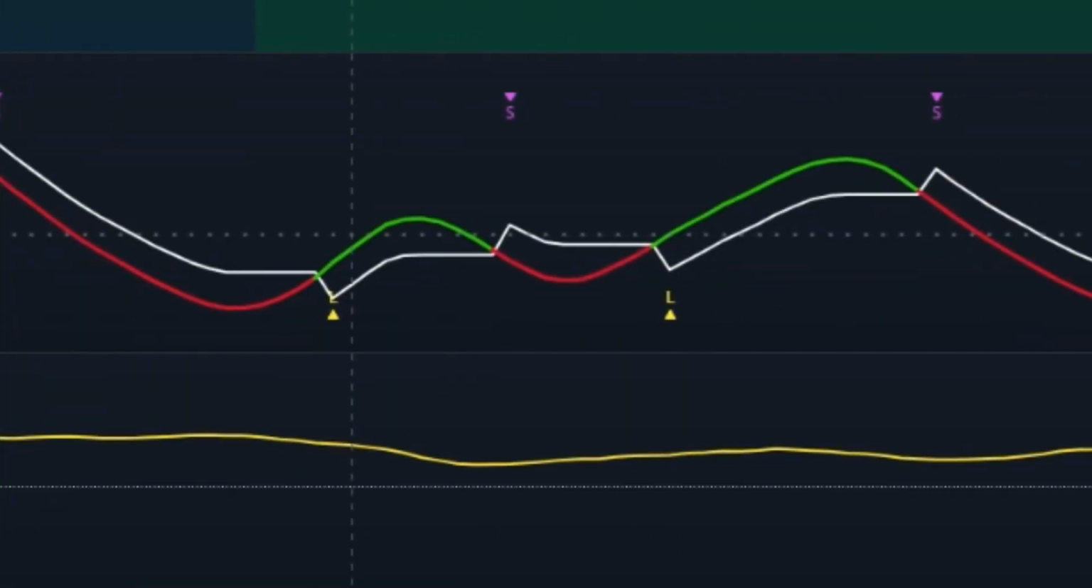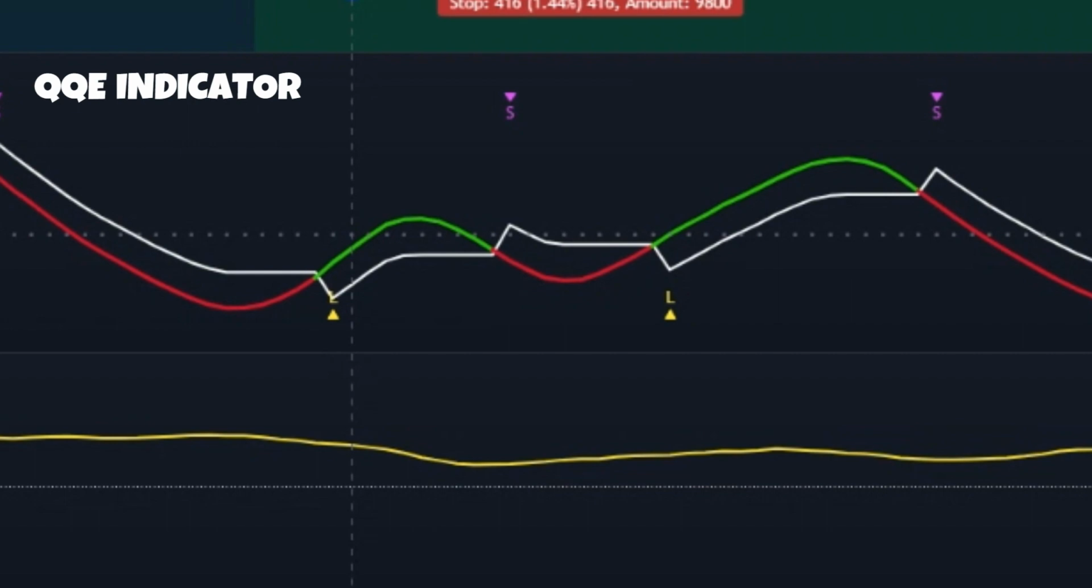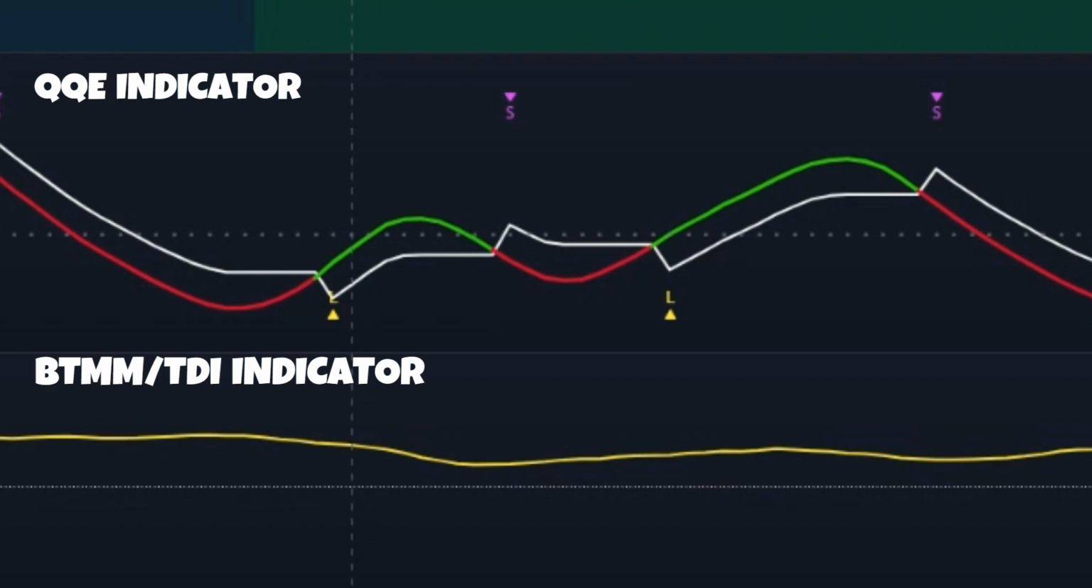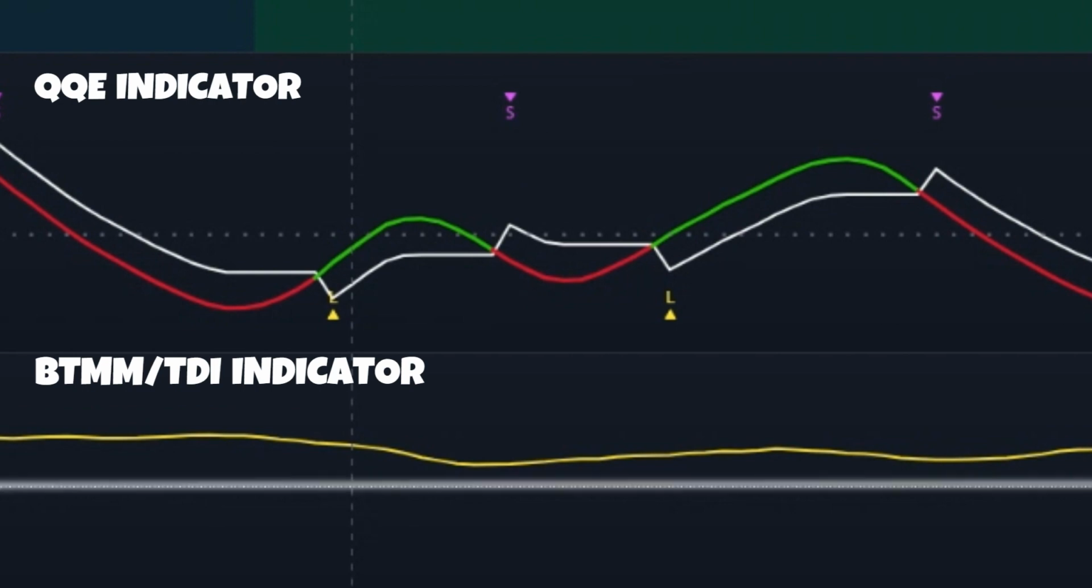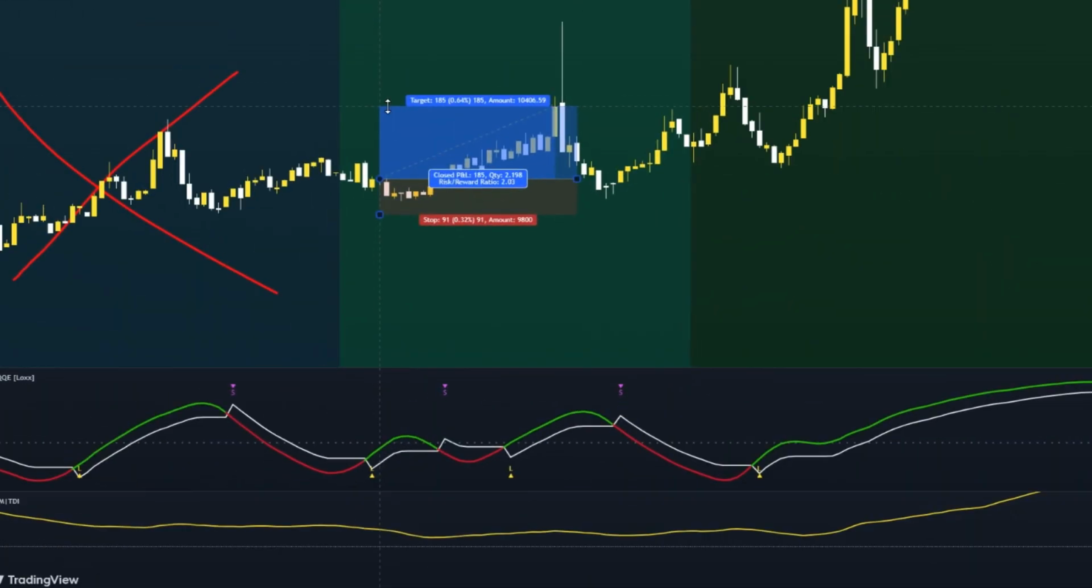For our first confirmation, let's look at the QQE indicator. For entry, we must see this yellow long signal paint to confirm a buy. The second confirmation is on the BTMM TDI indicator below. For a long or buy trade, the market baseline, the yellow line, must clearly be above this white 50 level line. This is a simple representation of a long trending market. So we can see exactly on this trade, the QQE showed a long signal and the TDI market baseline was above the 50 level, so it's valid for entry.